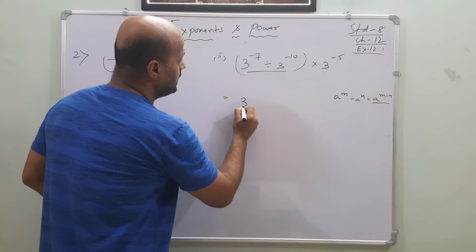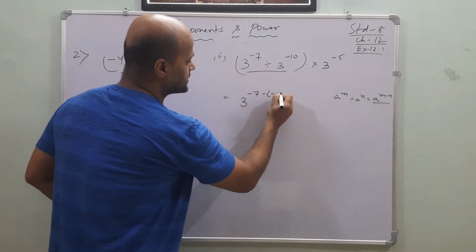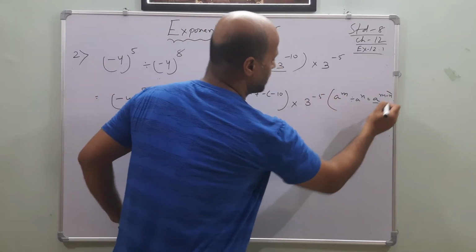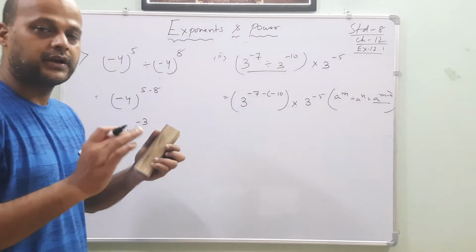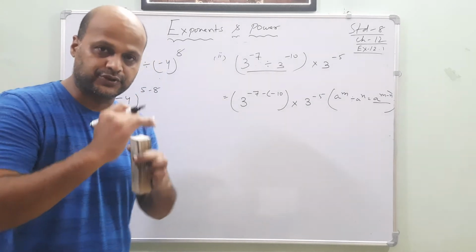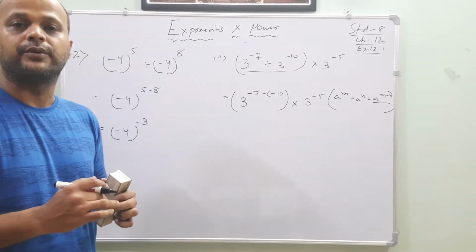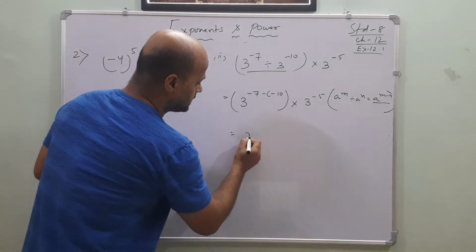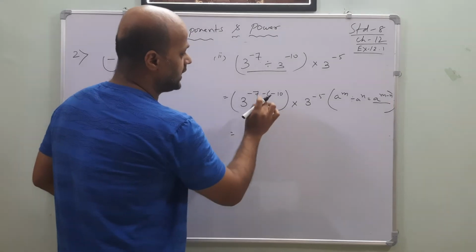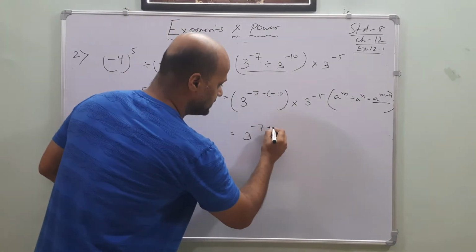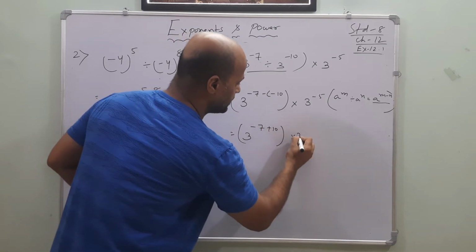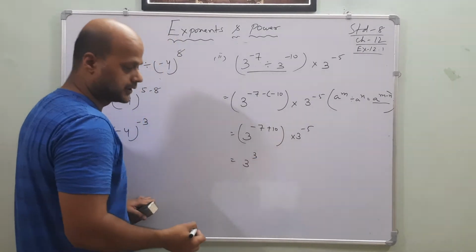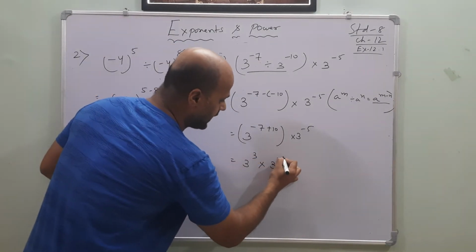So what will it be? 3 power of minus 7 minus of minus 10, close the bracket, into 3 power of minus 5. This statement you have to write in the bracket. Understood? You have to do the step by step process very clearly so that your answer comes in the correct manner. Now, what is the answer? 3 minus 7, minus into minus is plus. The bracket is closed, into 3 power of minus 5. Solve it: 3 power of 3 into 3 power of minus 5.